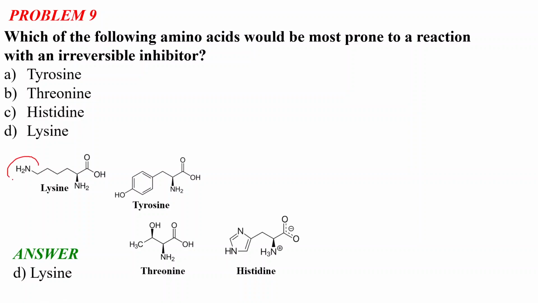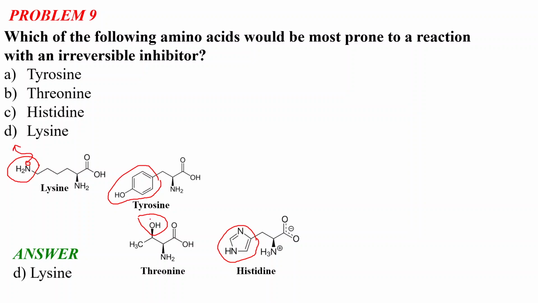Lysine has a free NH2 group. Tyrosine has a phenolic OH kind of group. Threonine has this OH group only, and histidine has this imidazole ring. So, if you see the functionalities, only this free NH2 group has a lone pair, and this lone pair is more readily available to attack a substrate. So, okay.